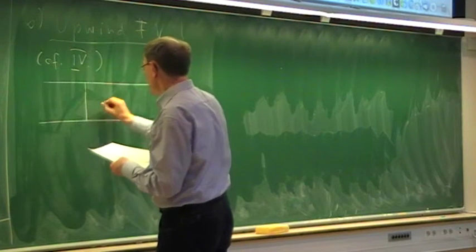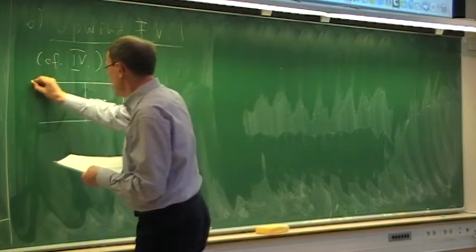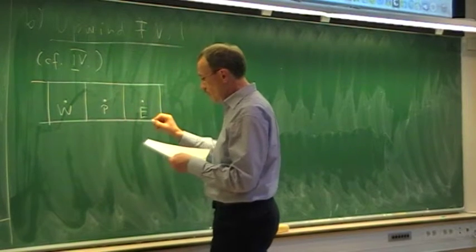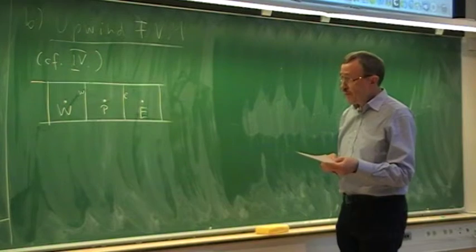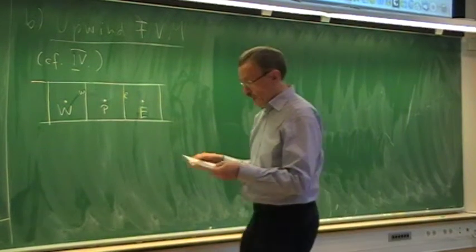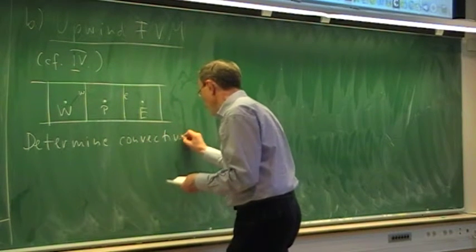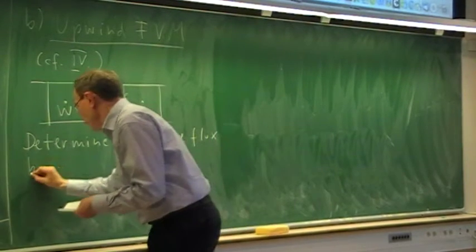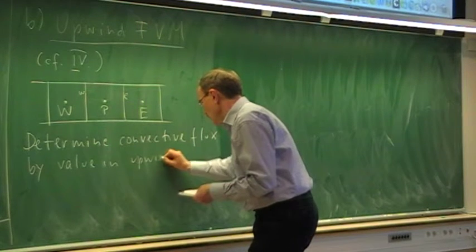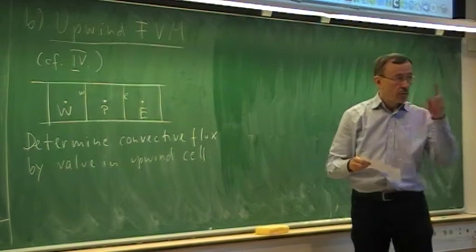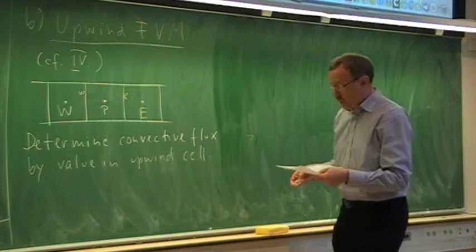We look at some cell with a grid point P, with a neighbor E, and a neighbor W. What we need to compute are our fluxes at the eastern and the western faces of this center cell. So the difference is now how we determine the convective fluxes. The recipe for the upwind method is: determine the convective flux by the value in the upwind cell. So we again do the same thing as we did for the unsteady problem. Put our finger in the air and look from where the wind is blowing, the U is coming, and then we take the value from that cell. So let us see what that means.